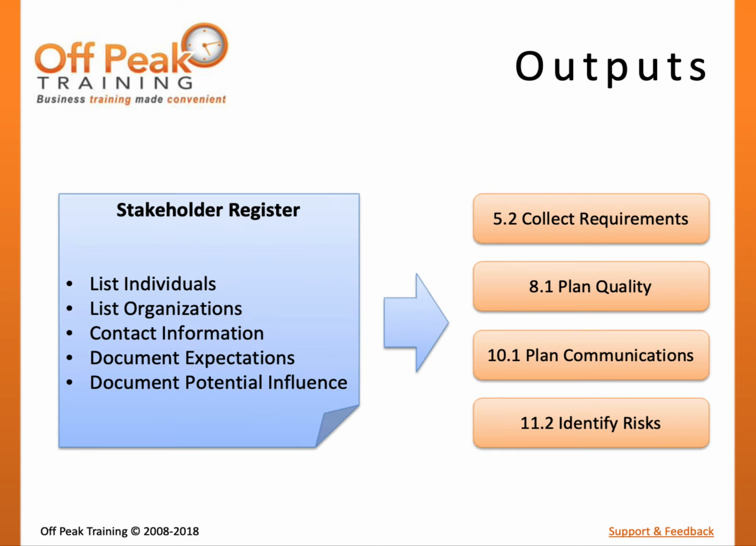The primary output of the Identify Stakeholders process is the stakeholder register. In addition to listing the individual stakeholders and organizations, it may also provide contact information, a description of their stake in the project, their expectations, and their potential influence to the project objectives.